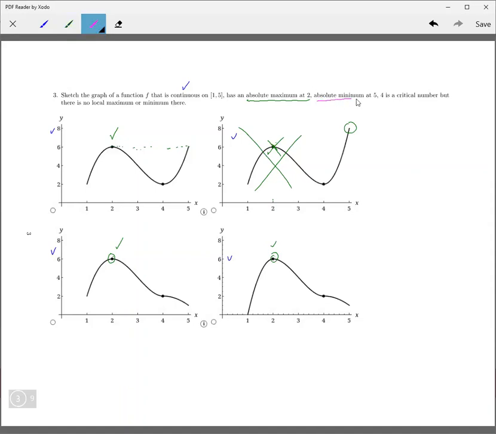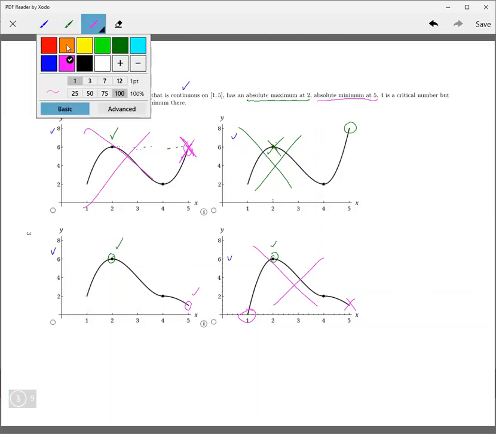Okay, absolute minimum at 5. So here's 5. And that's not a minimum. That's not an absolute minimum, so that can't be it. So that's out. This one is fine, and this one, wait, this one is lower than this, right? Yeah, that's lower than that. This is lower than that, so that can't be. Okay, so we pretty much have it then. But let's just look at the last thing.